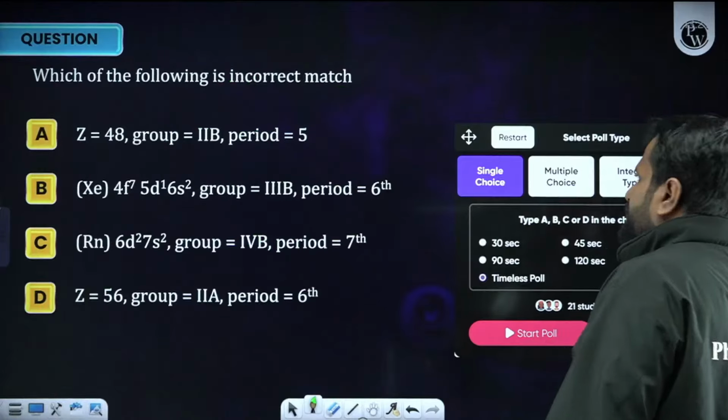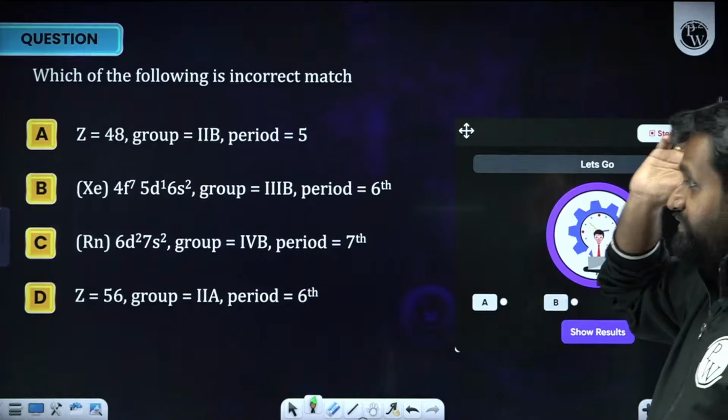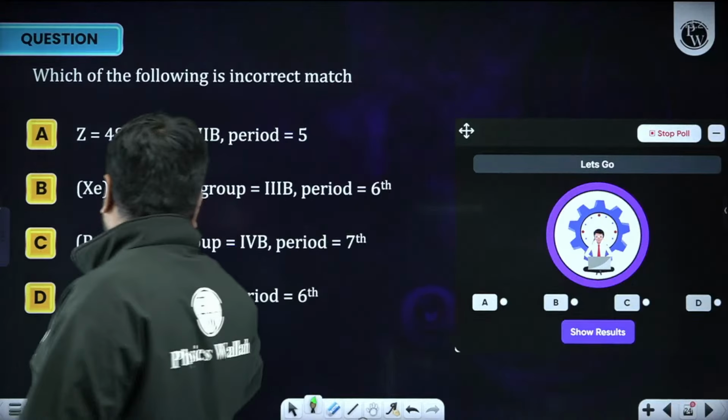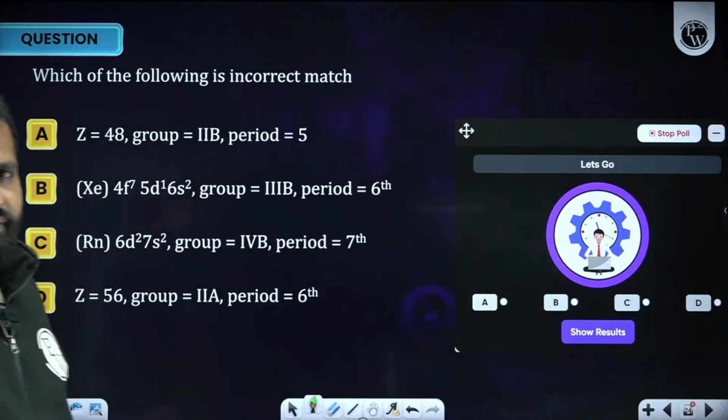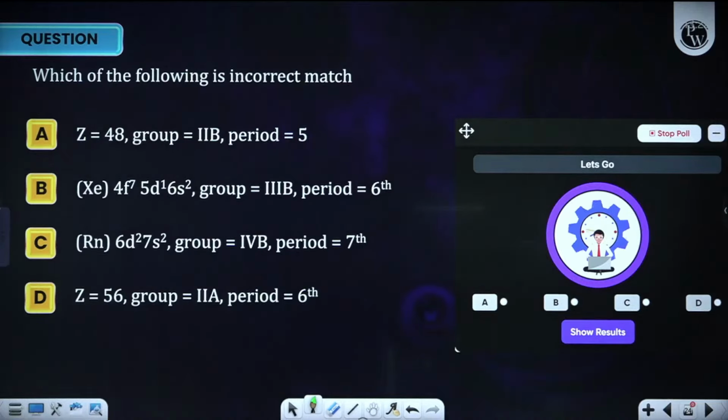Next. Which of the following is an incorrect match?